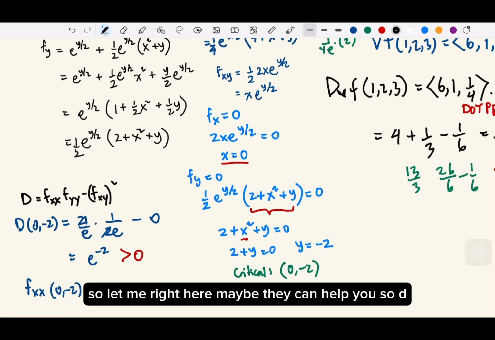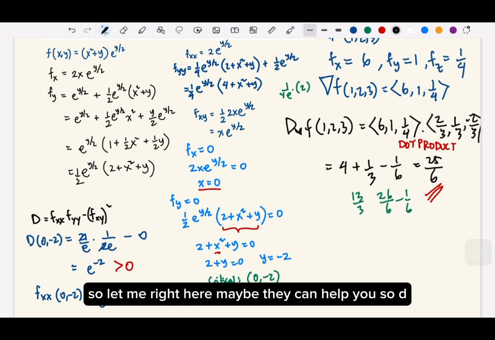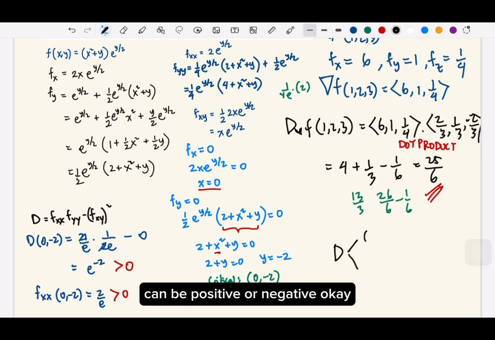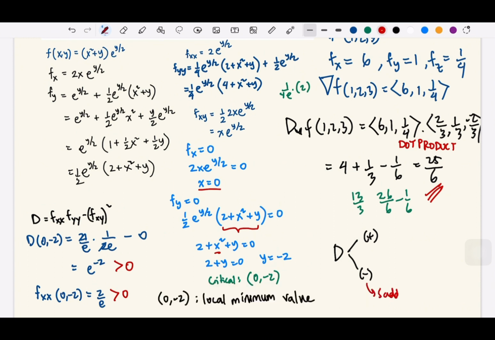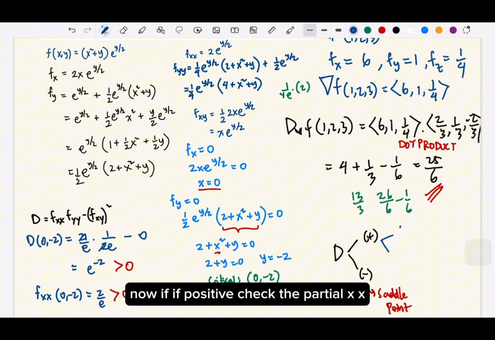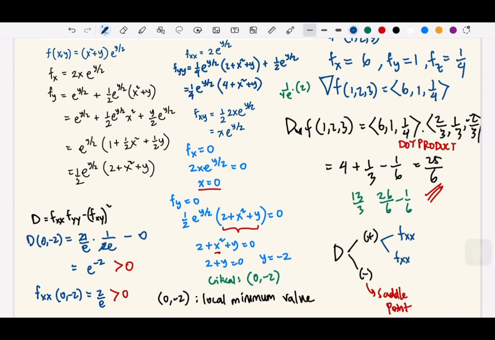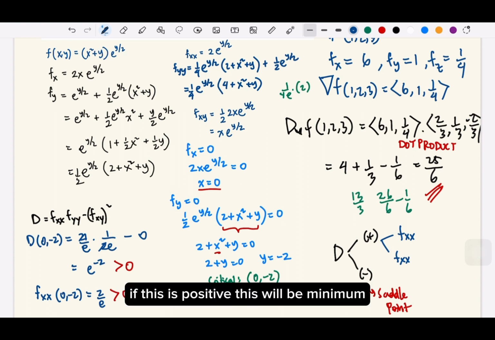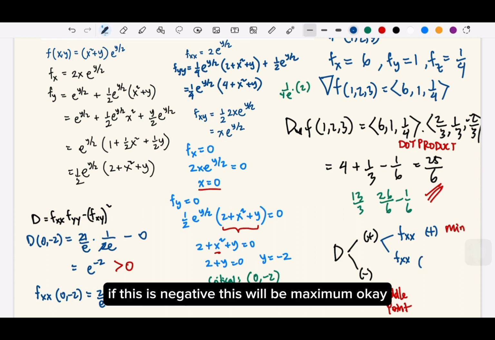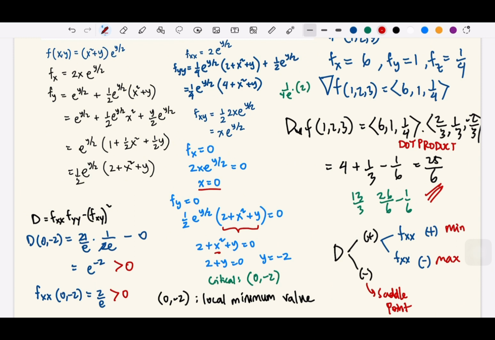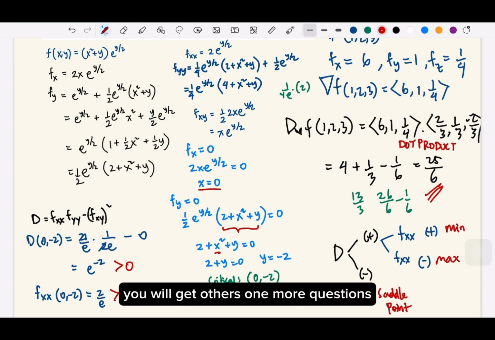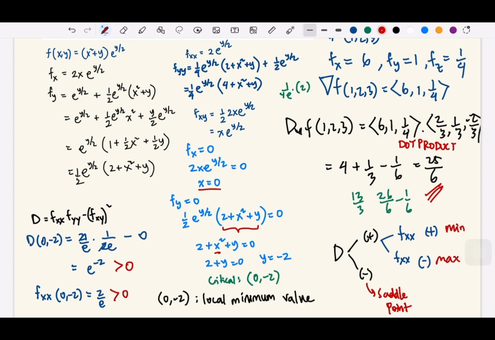So let me write here, maybe to help you. So D can be positive or negative. If negative, this will be saddle. Now, if positive, check the partial xx. If this is positive, this will be minimum. If this is negative, this will be maximum. Please keep in mind, you will get at least one question for this.